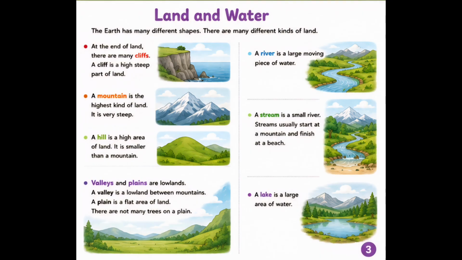Valleys and plains are lowlands. A valley is a lowland between mountains. A plain is a flat area of land. There are not many trees on a plain. A river is a large moving piece of water. A stream is a small river. Streams usually start at a mountain and finish at a beach. A lake is a large area of water.